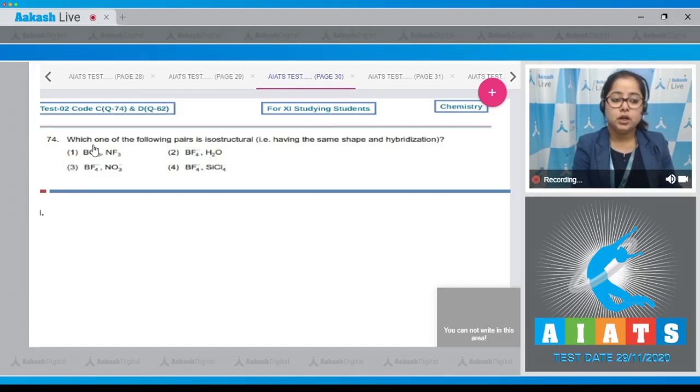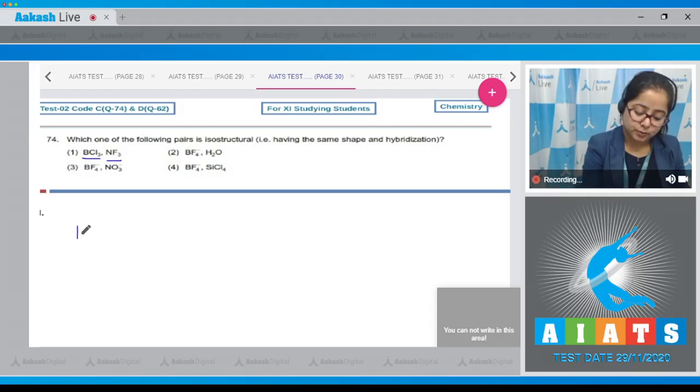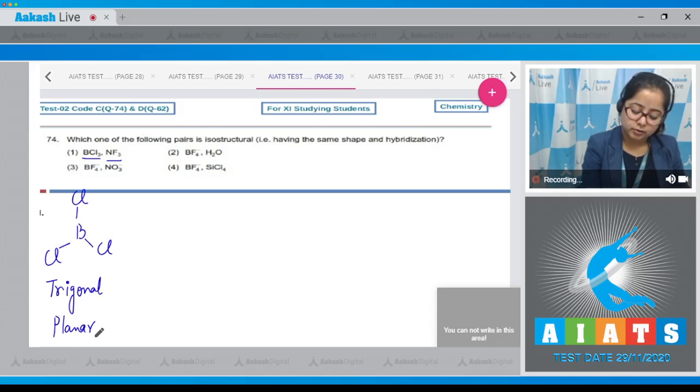Let's read the question. Which one of the following pairs is isostructural? That is, having the same shape and hybridization. So students, let's find out which pair of molecules or ions is isostructural. Starting with option number 1, BCl3, NF3. Let's start with BCl3. The shape of BCl3 molecule is trigonal planar, and the shape of NF3 is pyramidal.